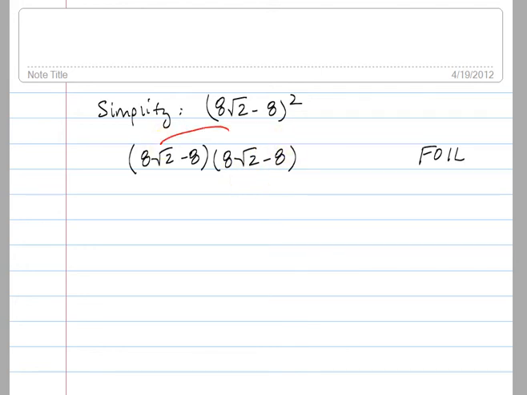The first thing that you're going to do is multiply 8 square root 2 times 8 square root 2. Then you're going to multiply 8 square root 2 times negative 8.